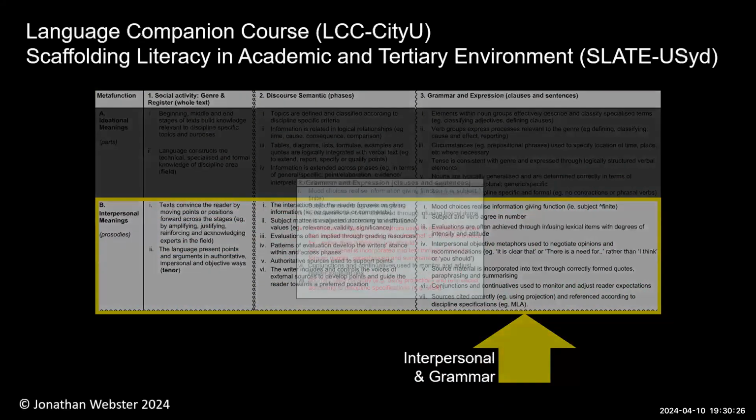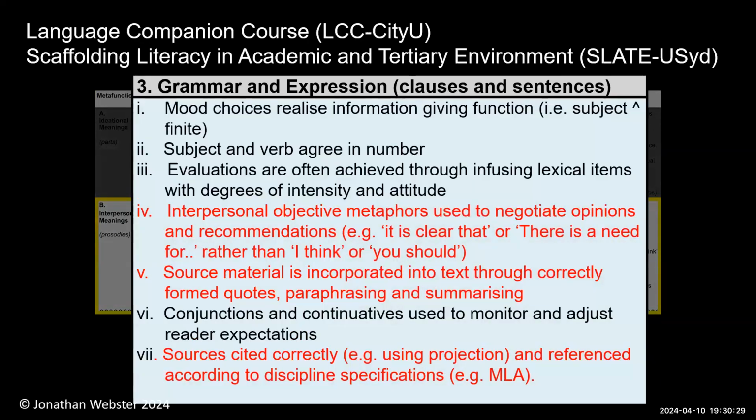Interpersonal. Because you're also, as we said, tenor, you are trying to persuade. So when you're trying to persuade, what are the ways in which one does so in an academic text? Again, the rubric gives some suggestions, interpersonal objective metaphors. Do you see those within the text? Do you see things like "it is clear that there is a need for"? And this is true for both of these texts here, both are intending to persuade.